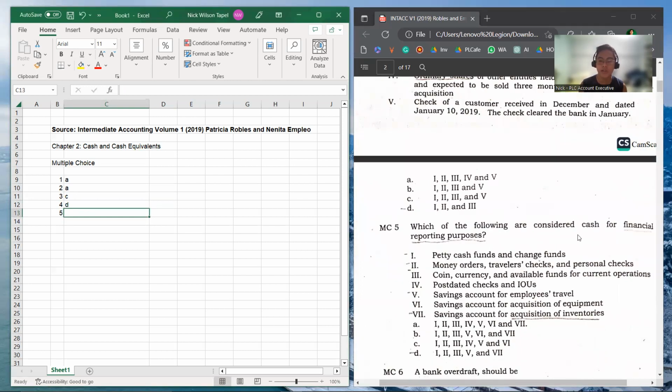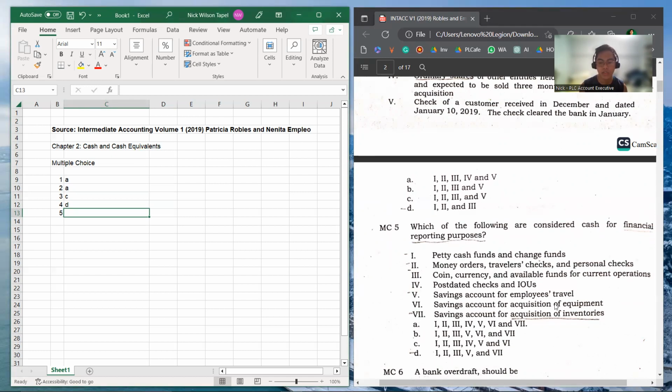And lastly, for number 5, which of the following are considered cash for financial reporting purposes? Number one, petty cash funds and change funds, yes, considered as cash. Number two, money orders, traveler checks, and personal checks, yes, considered. Number three, coin, currency, and available funds for current operations, considered. Number four, postdated checks and IOUs are receivable, so they are not included. Savings account for employees' travel, included.